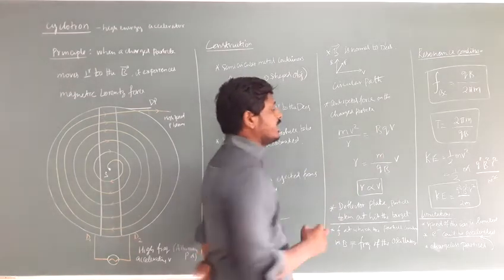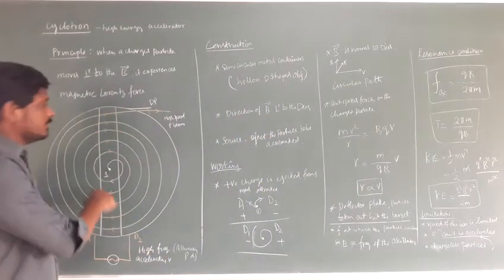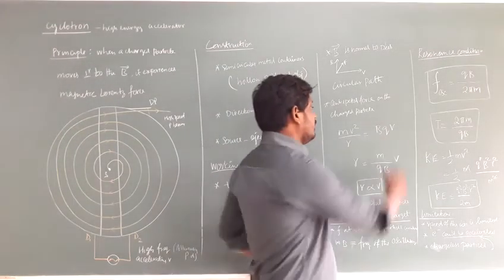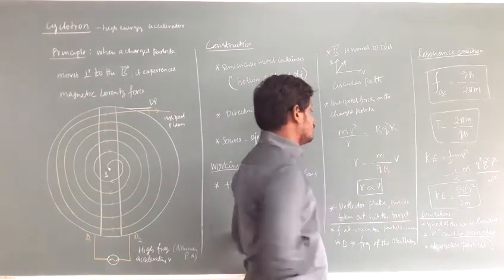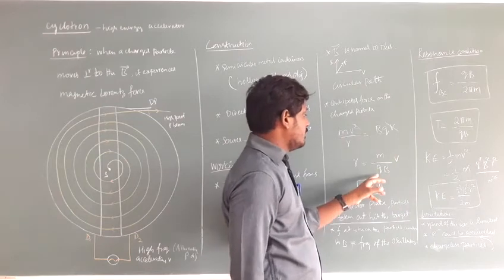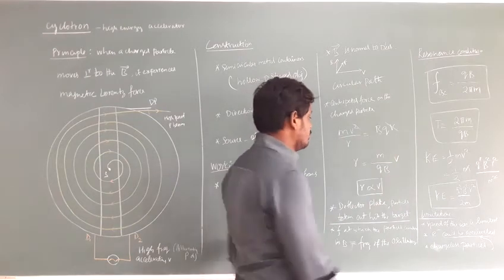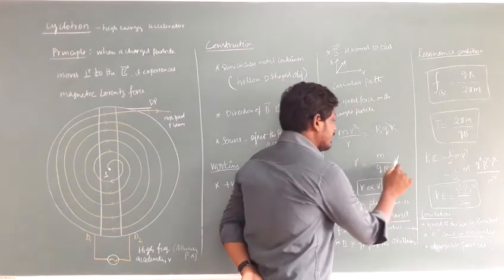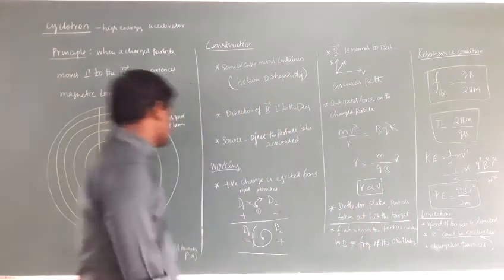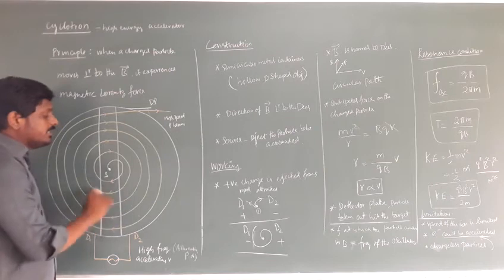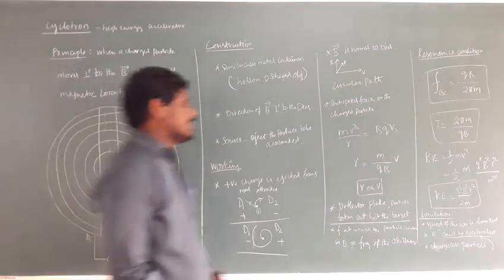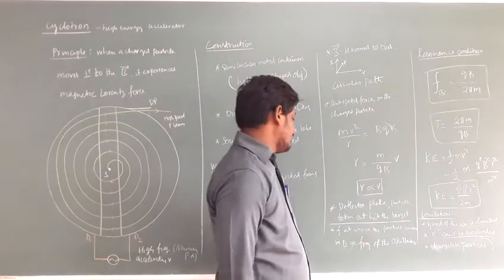Then we need to find the radius of the circular path. So mv squared by r equals bqv. We cancel here, so r is equal to m by bq times v. From this equation, what will we infer? R is directly proportional to velocity. As the velocity of the particle keeps increasing, the radius also keeps increasing. So r is directly proportional to the velocity of the particle.